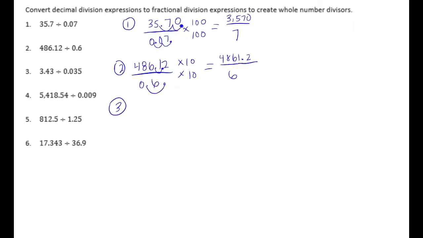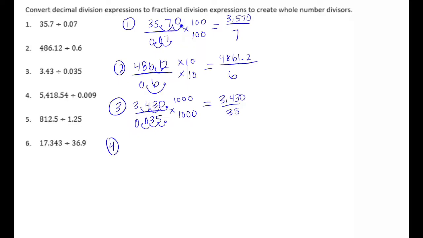Number 3, 3 and 43/100 divided by 35 thousandths. So here we need to move 1, 2, 3 places, 3 powers of 10, which is 1,000. So this becomes 35. If I move 1, 2, 3 places, this becomes 3,430 divided by 35.